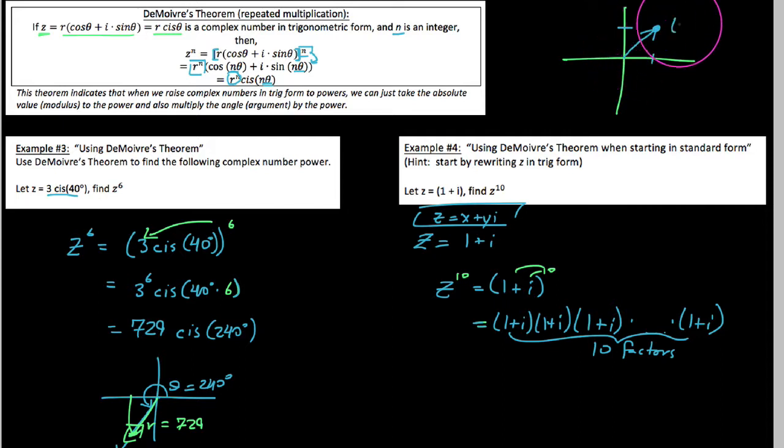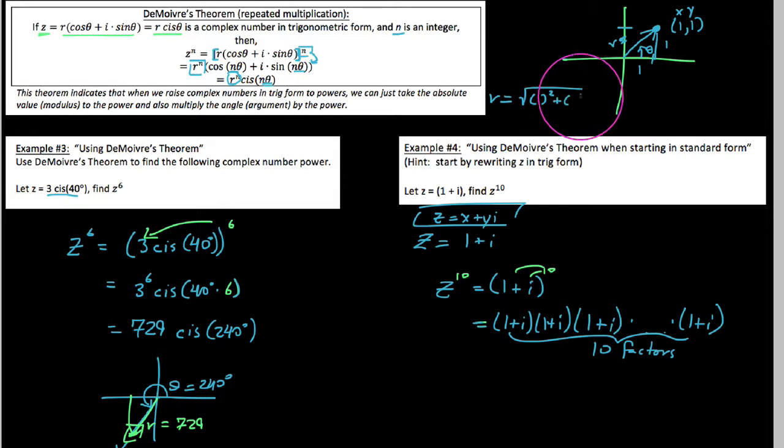So here's the deal. This is the point 1 comma 1. That's our x and our y respectively for this x plus yi number. If we know these are 1, we want to find 2 things about this. We want to find the argument, so this theta right here, and we also want to find the modulus, or the absolute value of this, so this r value. We're going to find both of these, starting with r.